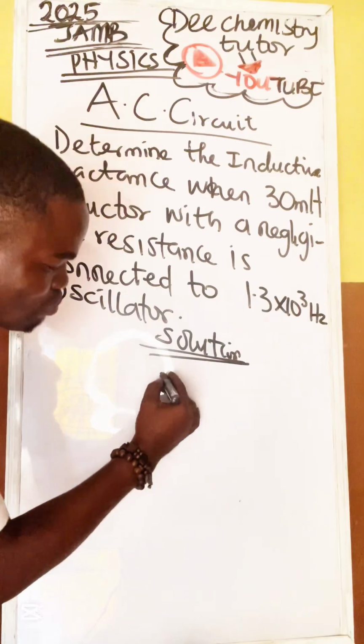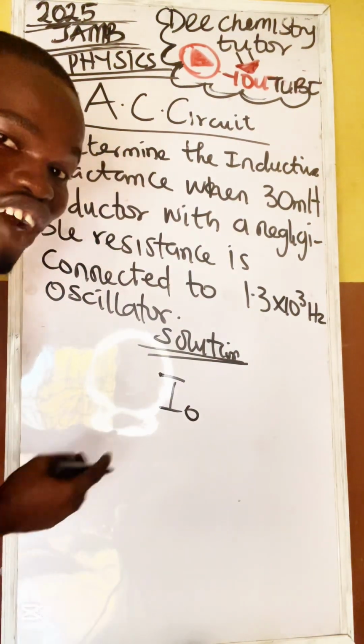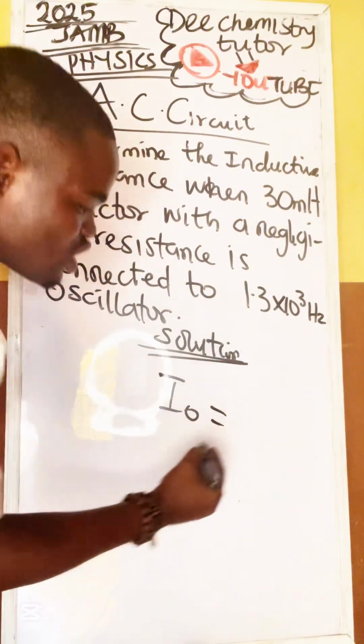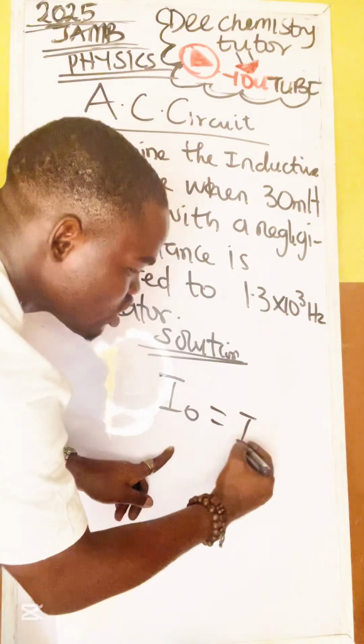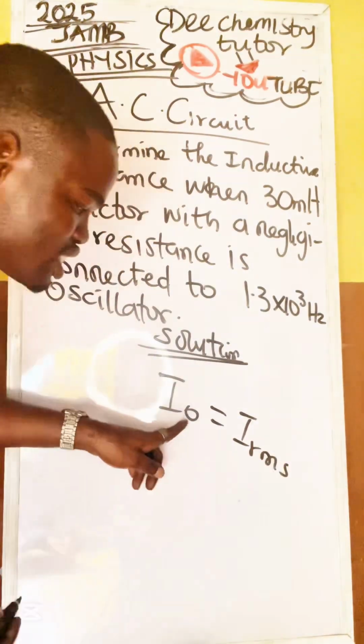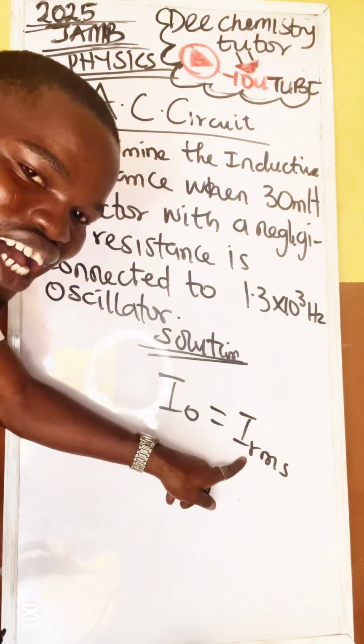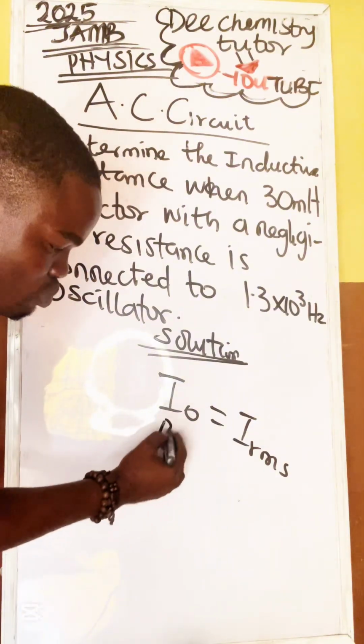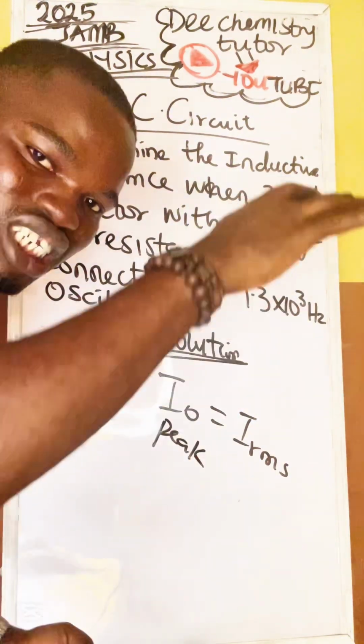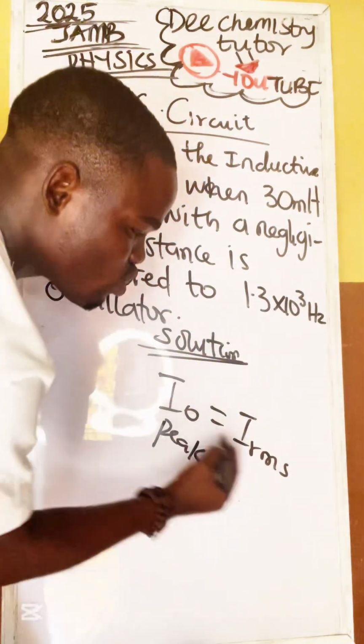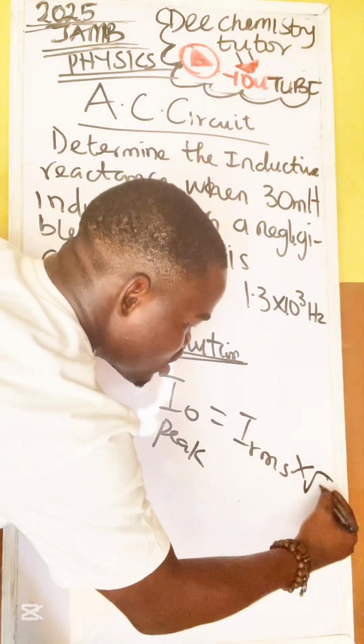Look at it. Peak current means the current is at its peak. For it to be in relationship with RMS, the peak current must be greater than RMS, because that's why they call it a peak. When you are at peak, that means you are bigger. So that is why this one is times square root of 2.